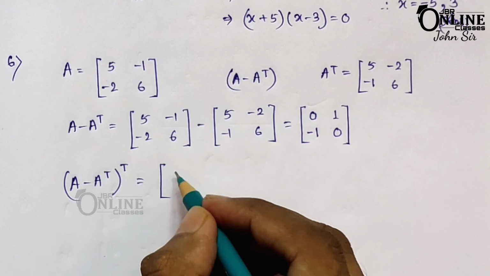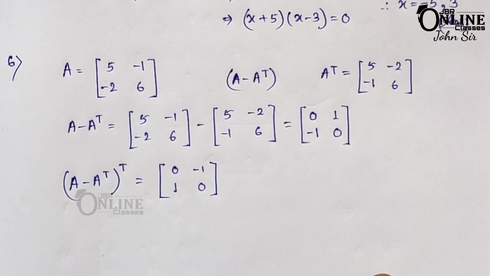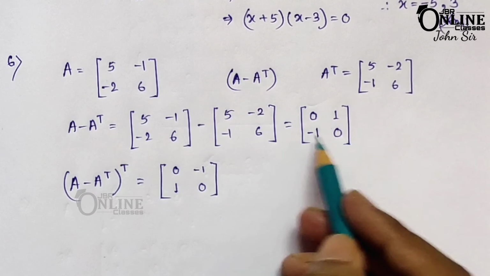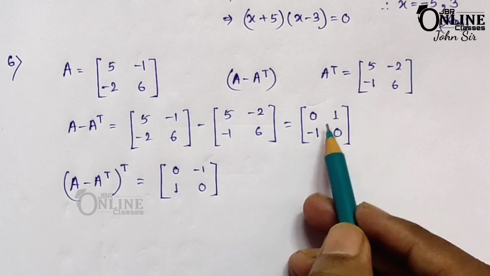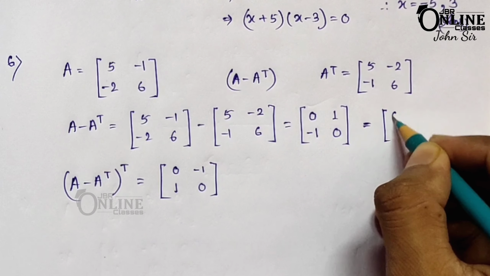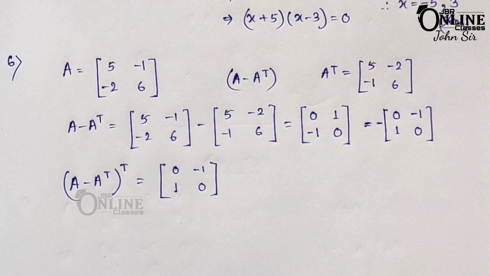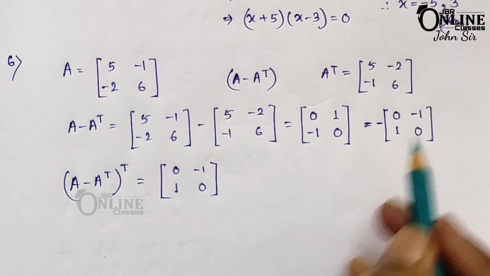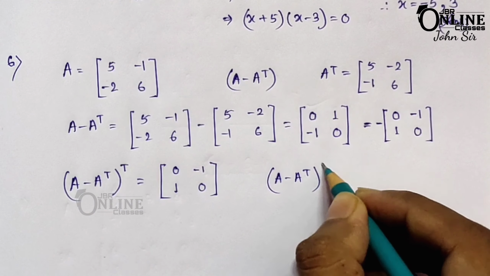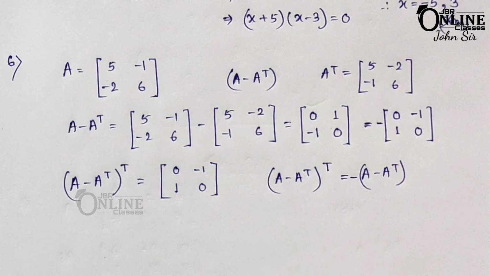So it will be 0 1 as the first column and minus 1 0 as the second column. Okay, so now if you take the common minus from here, then the first one is 0, minus 1, and it will be 1 and 0, with the minus written outside. And now this matrix is the same as this one, so here you can easily write that it equals A minus AT, here minus.